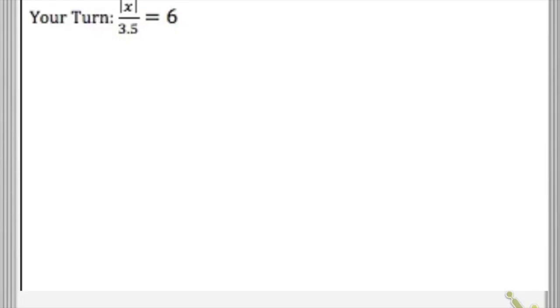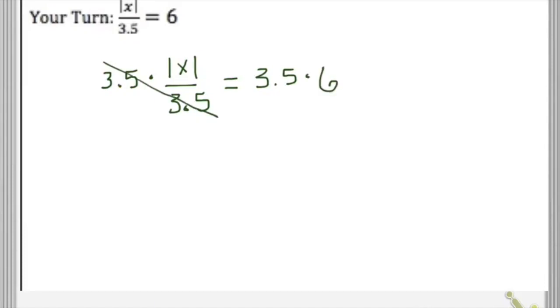Okay, and to undo dividing by 3.5, we would just multiply both sides by 3.5. And that's an application of MLE. So I'm going to show that on both sides of the equation. These would cancel each other. You could show the steps for that, but you don't need to. That's going to give you absolute value isolated on the left, and on the right-hand side you get 21. So the absolute value of x is equal to 21, and that's going to mean that x is either equal to negative 21 or 21.